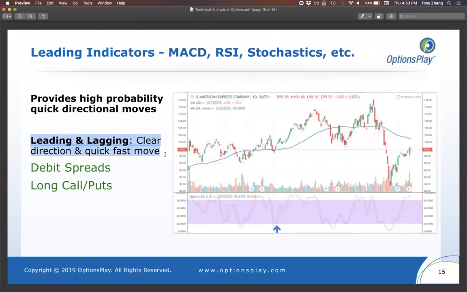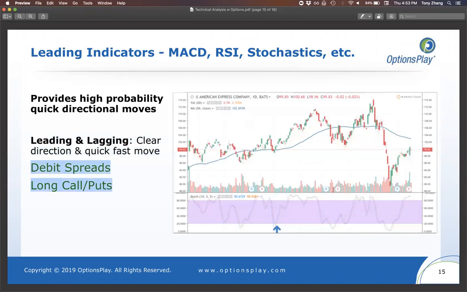So a lagging indicator is something like a moving average that gives you a clear sense for trend, and a leading indicator is a momentum indicator like stochastics. And you want to use them in conjunction with each other. When you are able to do that, that is the only time that you can use momentum indicators and either buy a debit spread or buy a long call or a put.